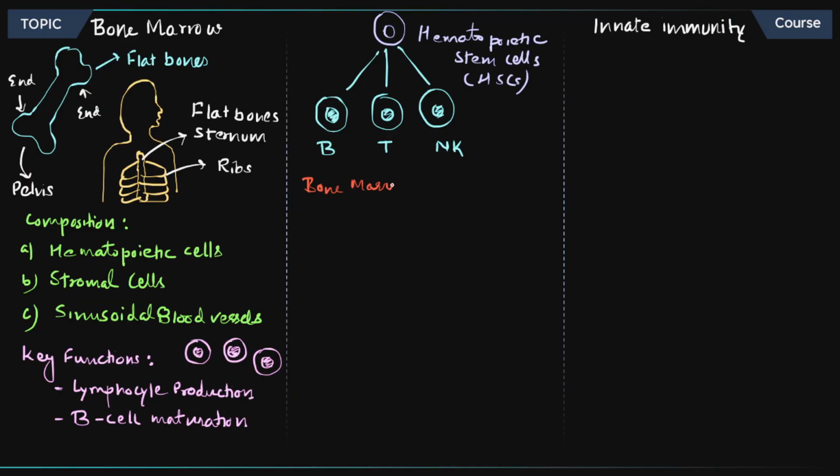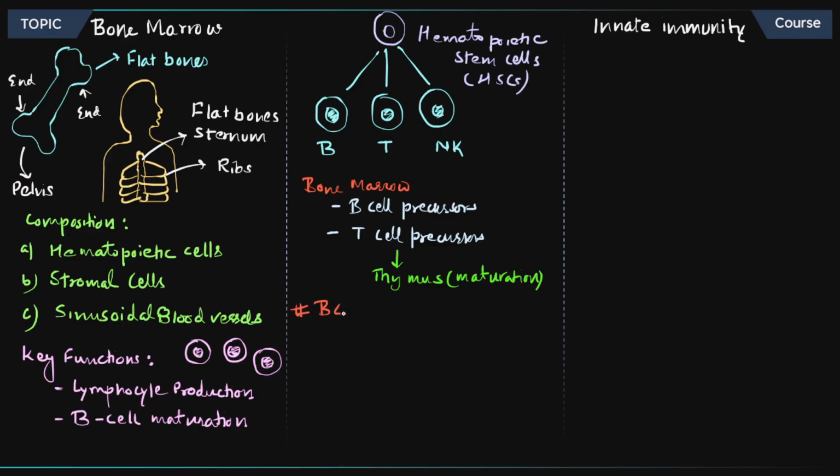So now let's talk about how maturation will happen. First you will have the B cell precursor. Second, you will have T cell precursors also. Both of these precursors originate in the bone marrow, and then the T cell precursors move to the thymus for the next step, which is maturation. Selection and maturation will happen in the thymus, which we have already covered. Please watch that video to cover the entire story of the thymus and how all those things happen.